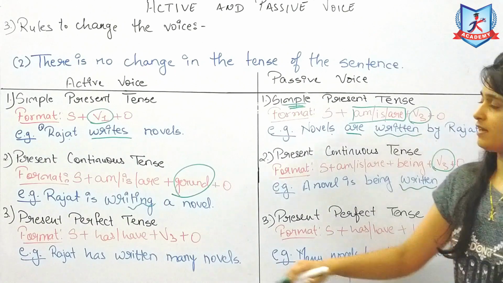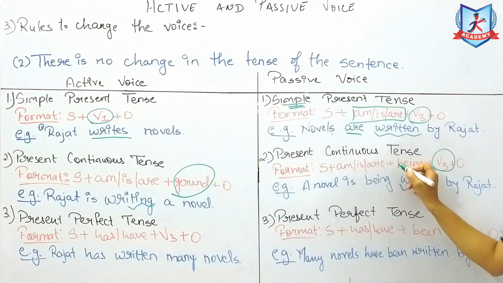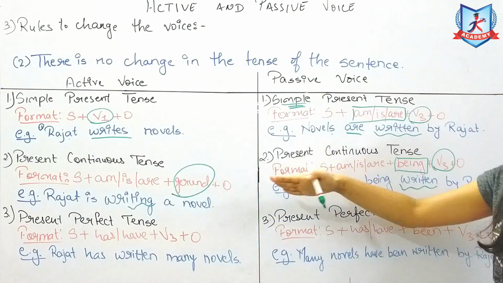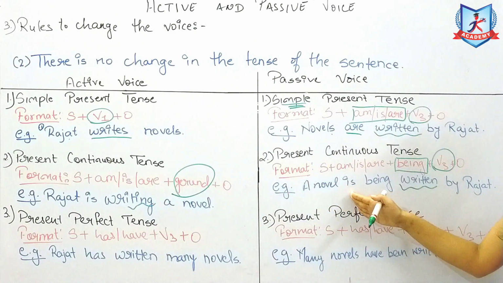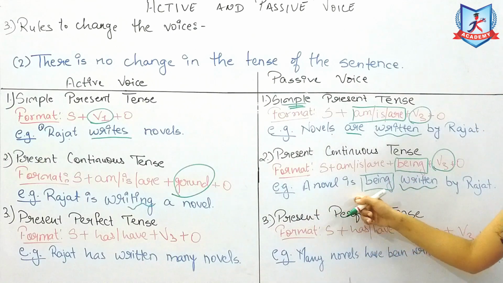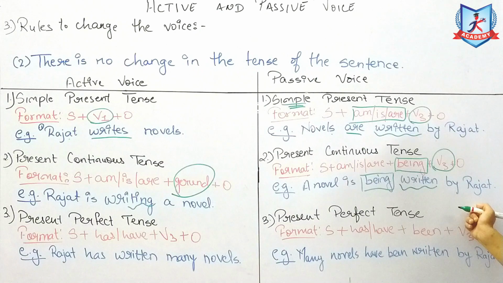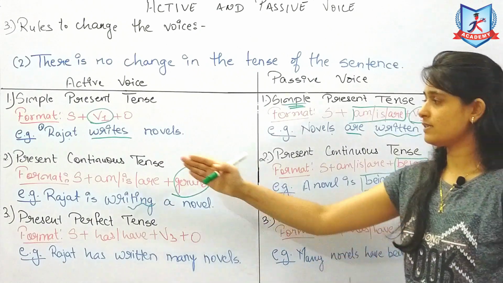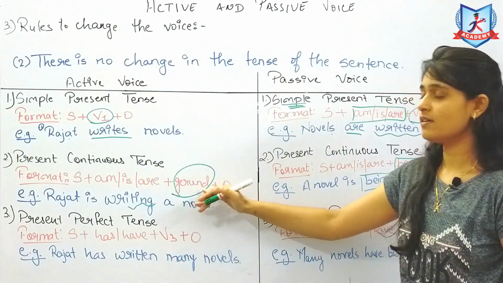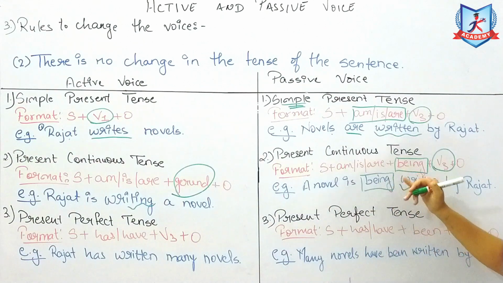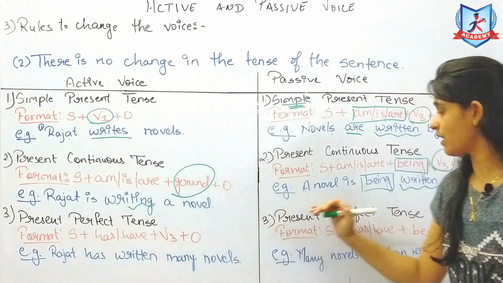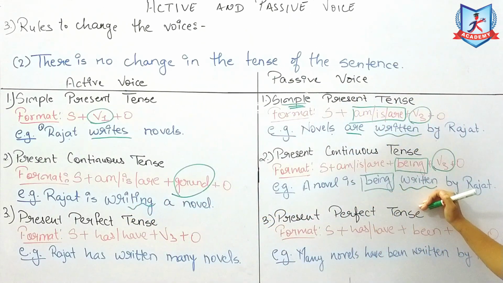So in order to maintain the continuous tense, I would add one word which is being. जब भी continuous tense को active to passive में convert करते हैं, at that time we need to add the word being. So a novel is being written by Rajat. Once again, जब भी present continuous tense को आप passive voice में convert करते हो, at that time gerund is converted into the word being, और जो verb है उसे हम V3 form में convert कर देते हैं. So writing becomes being written.